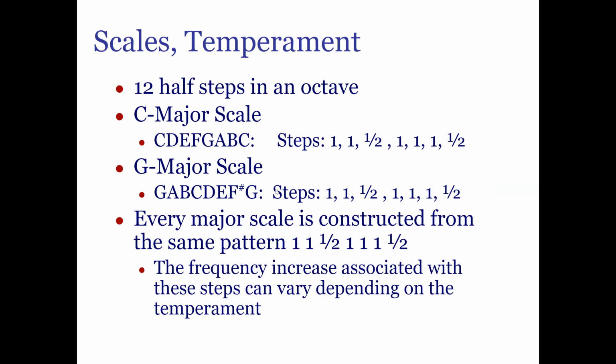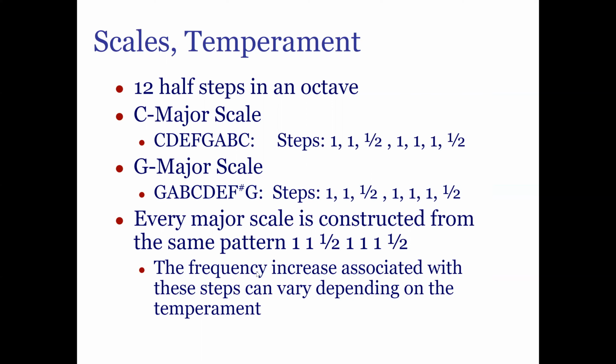G major scale, same construction in going up key-wise. The difference here is just what your intervals end up being: G to A, A to B. You have this E to F sharp now. That's a whole step instead of the half step we have going from E to F here.